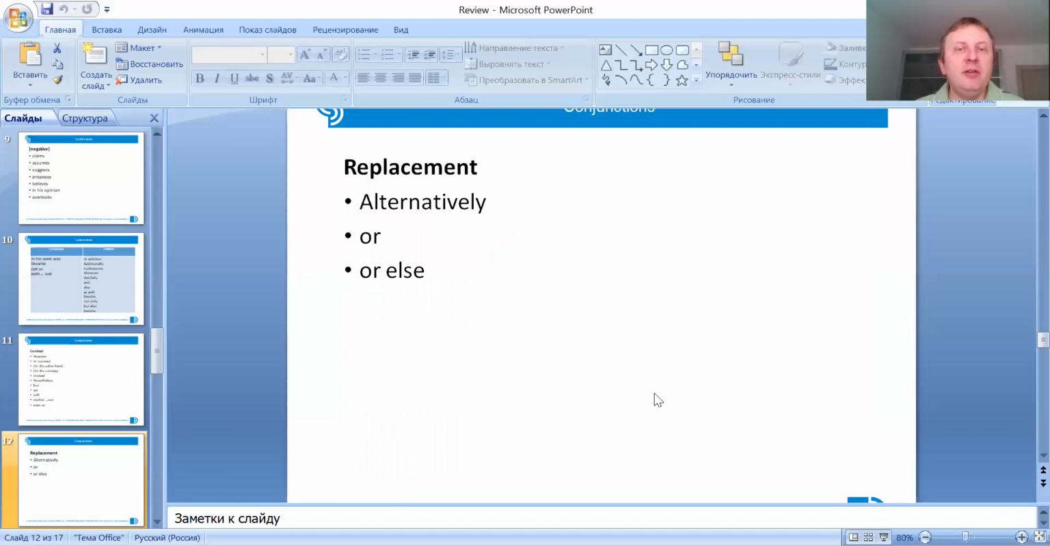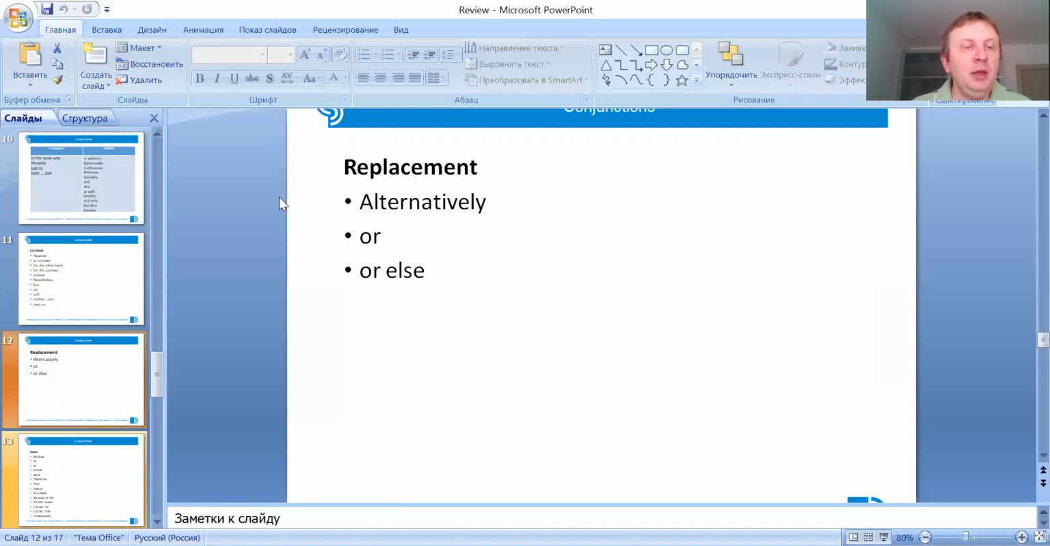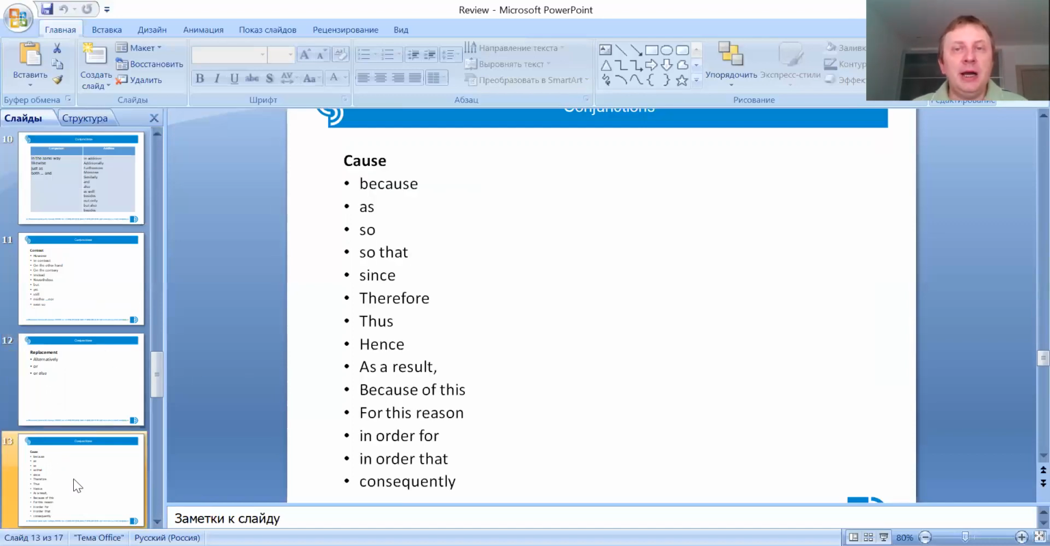Other conjunctions may refer to replacement, for example, alternatively, or else. Or is a very simple conjunction, you know it very well, but please remember to use them. You may use the word alternatively, which is a formal word. Next slide also concerns conjunctions that refer to the cause of some event: because, as, so that, since, therefore, thus, hence, as a result, because of this. You may use these words to write about the cause.